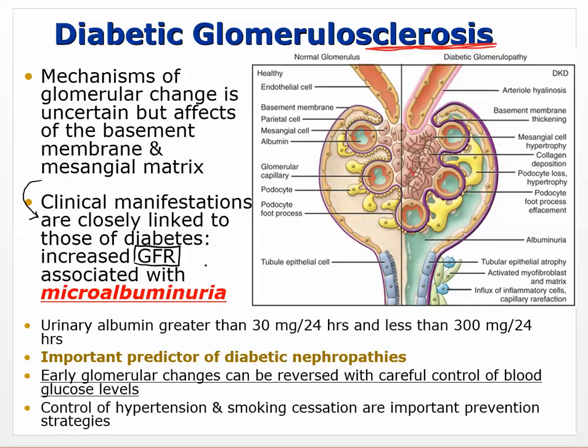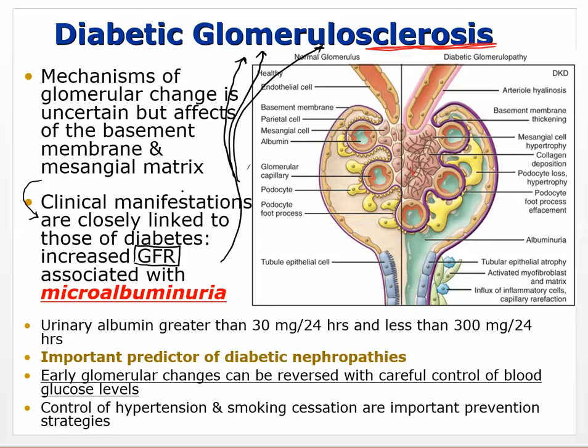Initially, though, you don't see a lot of albumin, protein, in the urine. And the reason this is important is because it's an indication in someone who's diabetic. When you start seeing albumin in the urine, that's an indication that this disease could get worse, that the kidneys are starting to be affected. So we call this microalbuminuria.